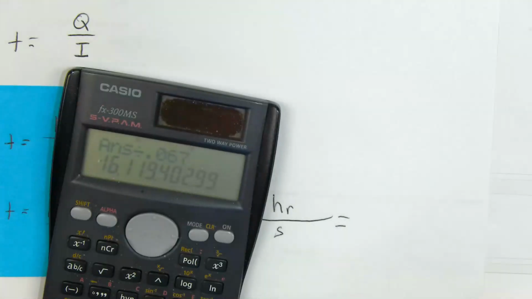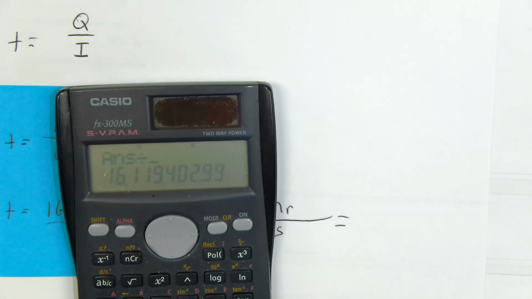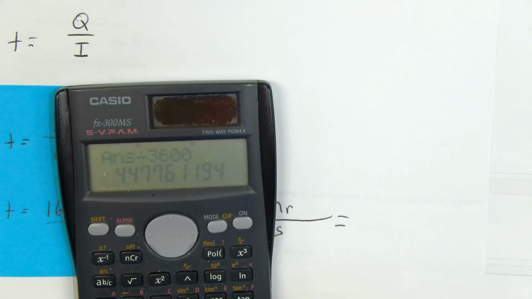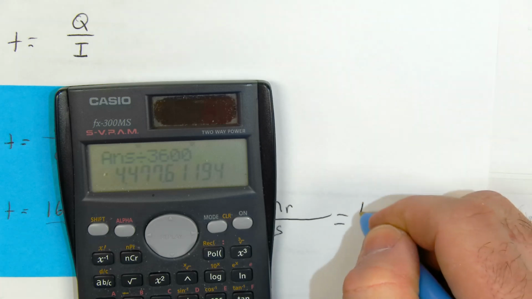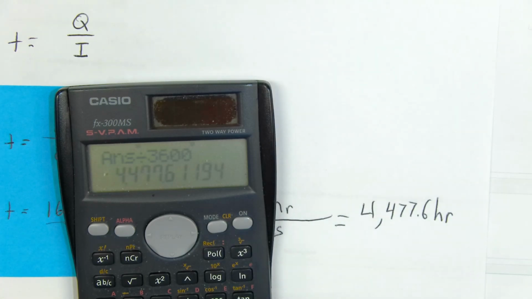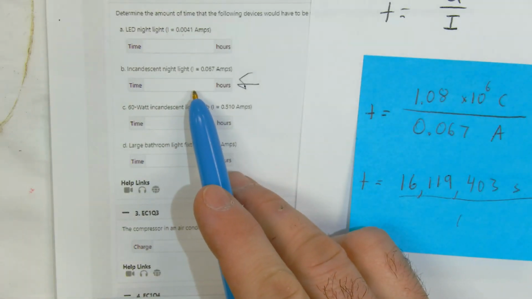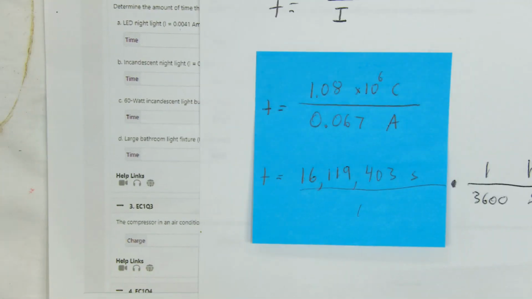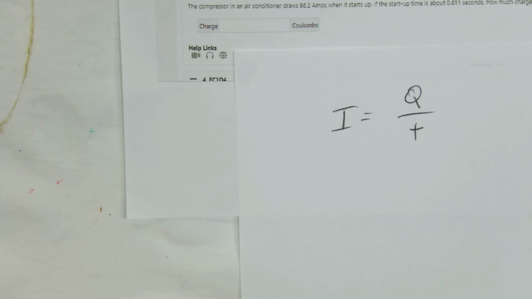So then we're going to take that answer, and we can just divide it by 3,600. And we're going to find that it would be 4,477.6 hours would be our answer to this thing right here. And that's how we would do one of those.